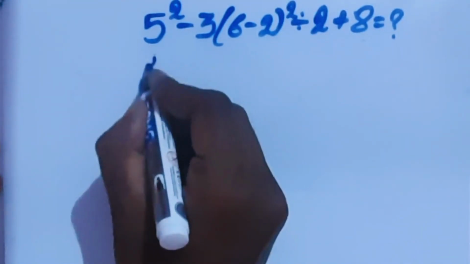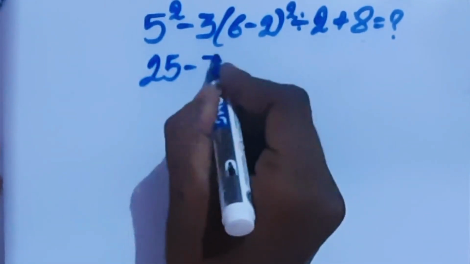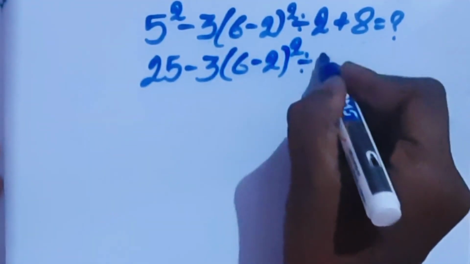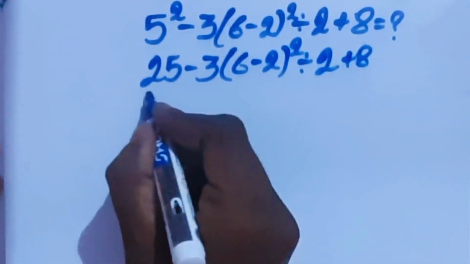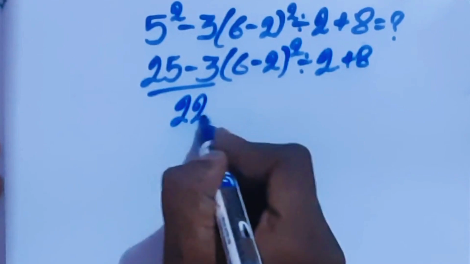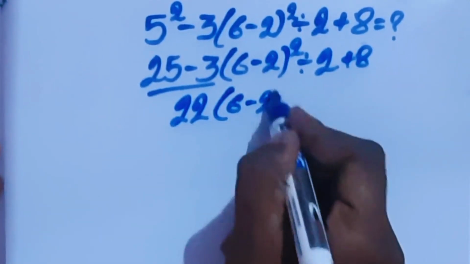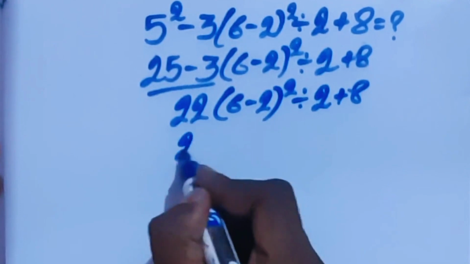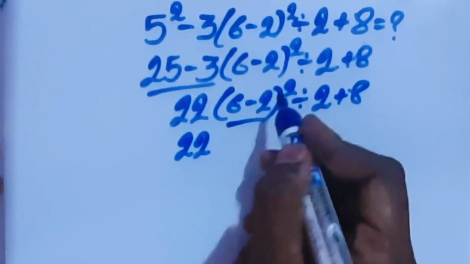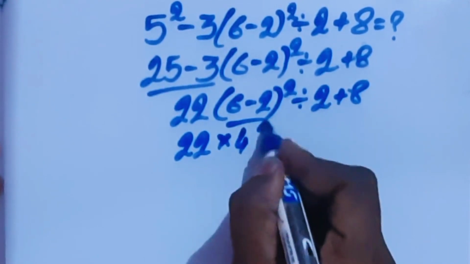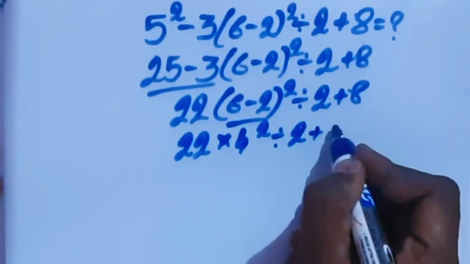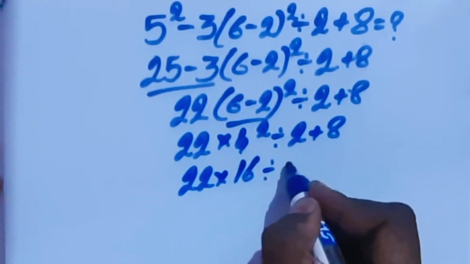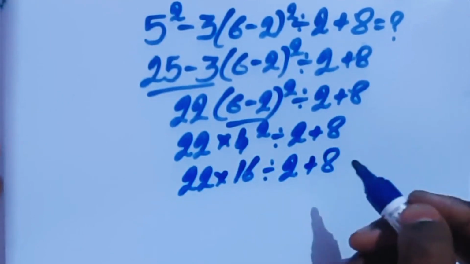Hi guys, here 5 square is 25 minus 3 times (6 minus 2 in bracket) whole square divided by 2 plus 8. Here 25 minus 3 is 22 times (6 minus 2 in bracket) whole square divided by 2 plus 8. Here 22, in your bracket 6 minus 2 is 4, this square divided by 2 plus 8. Here 22 times 4 square is 16 divided by 2 plus 8.